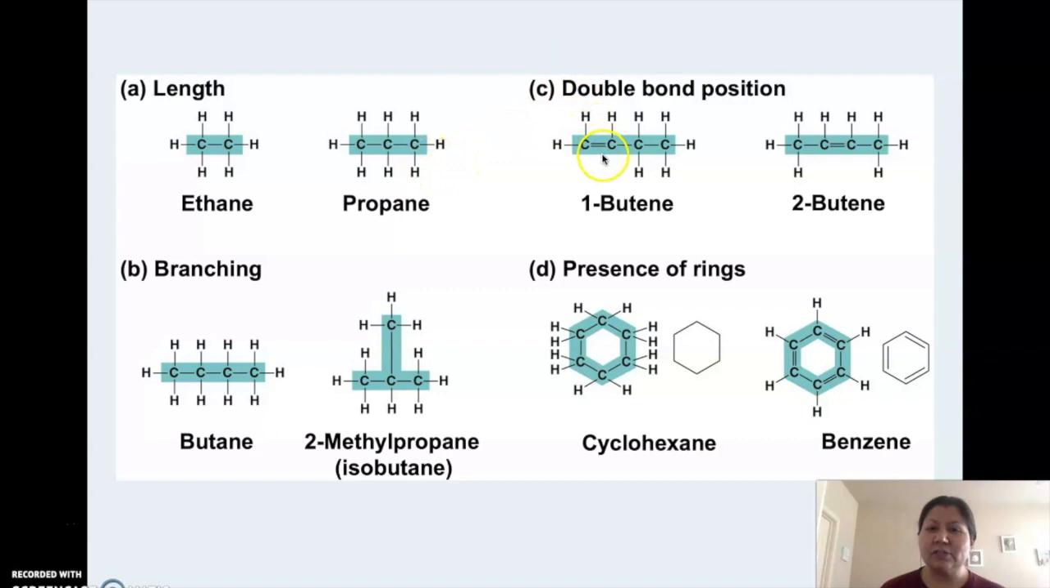You can also insert double bonds in different positions. So here's one at the end and here's one at the middle. You can also branch them. So you can have multiple types of branching carbons, and then you can also have different rings. Those of you that have to take organic chemistry whenever you're in college, you're going to be seeing a lot of these rings because it's really important for organic chemistry.